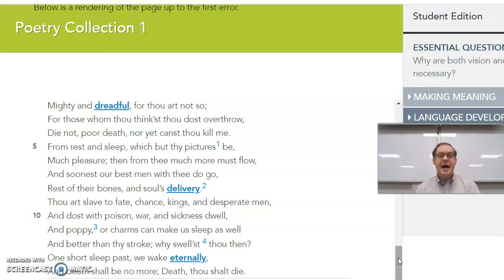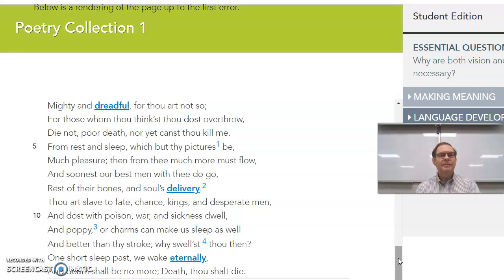Death, thou shalt die. So here, Donne is putting death in his place. Death is often seen as a scary monster, and Donne right here is saying, no, you're not very scary. You're my servant. Look who you hang around with. You have poison and war and sickness as your friends. You're a slave yourself to fate, chance, kings, and even poor people, desperate men. But we are eternal. When we die, we will wake up again. We will live in eternity.